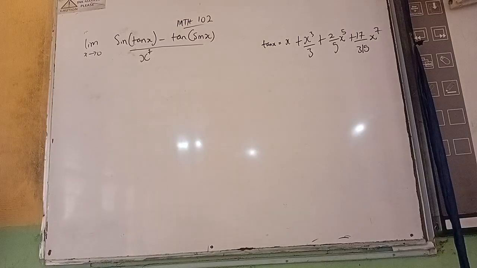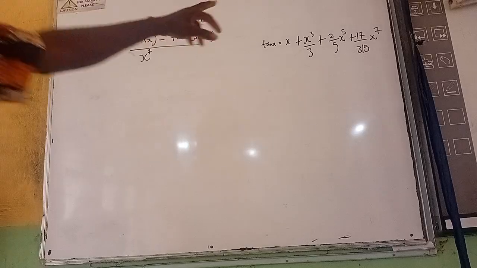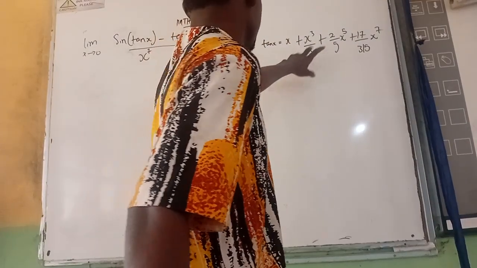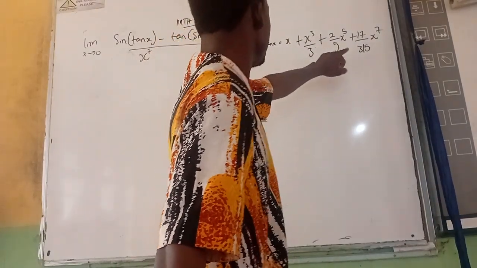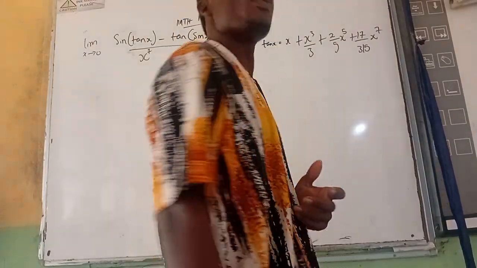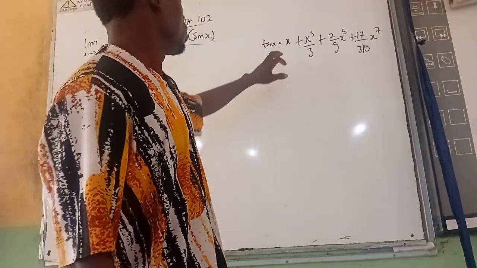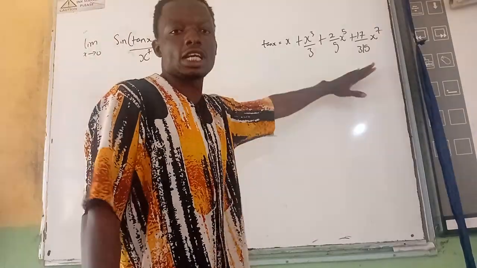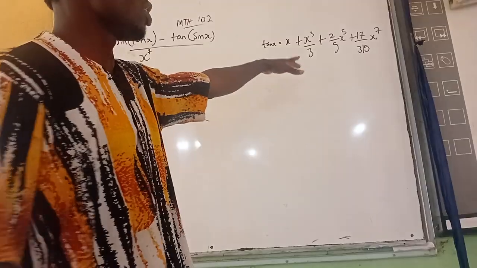I hope it's clear in the video. Yes, that's for tan x. Tan x equals x plus x cube over 3 plus 2 over 5 x raised to power 5 plus 17 over 315 x raised to power 7. Go and watch my video on Taylor series. Yes, you will get this thing. You will understand how to solve it using Taylor expansion.